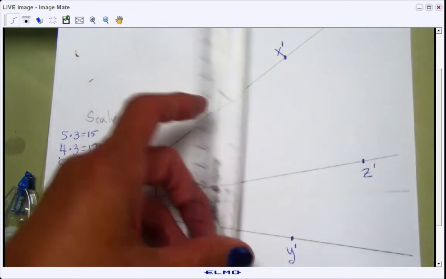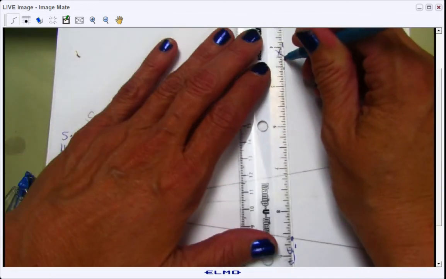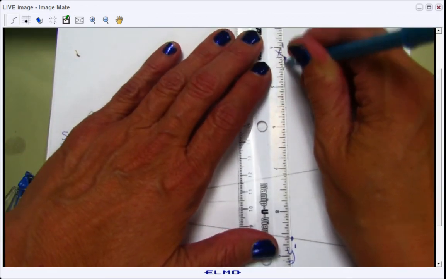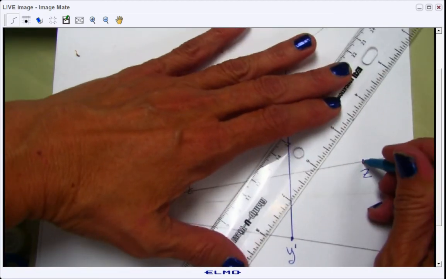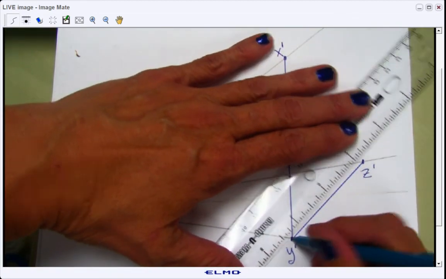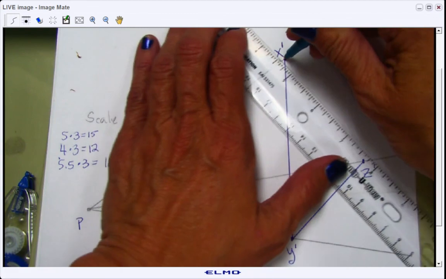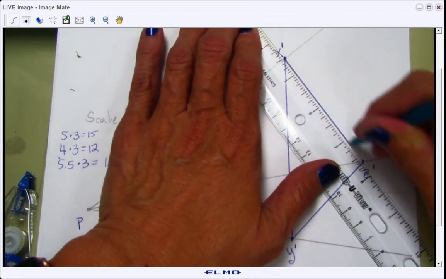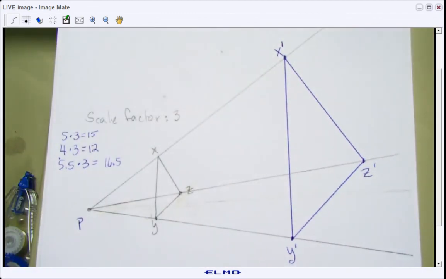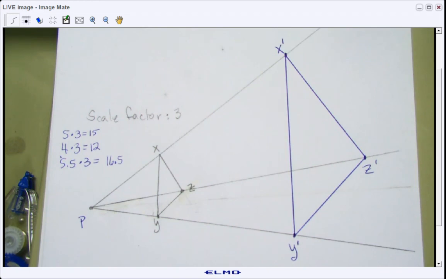So now all I have to do is draw my triangle. And there you have an enlargement of 3.